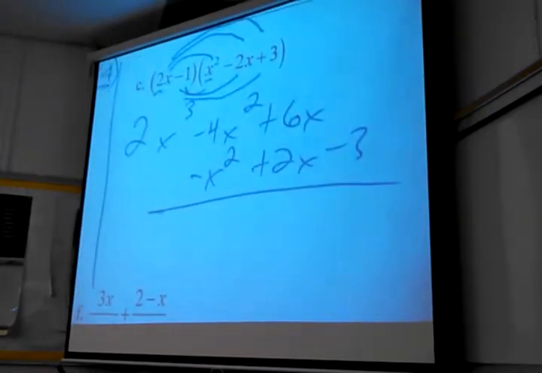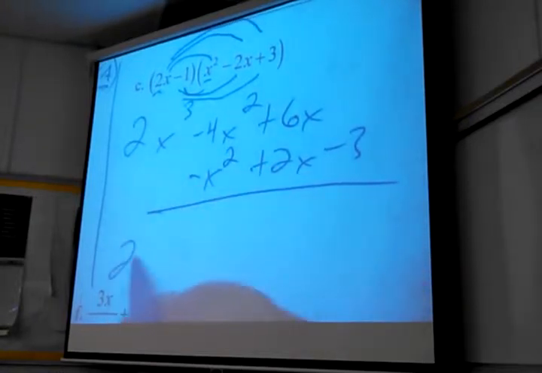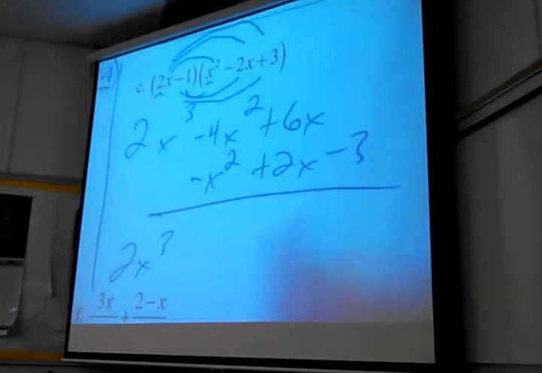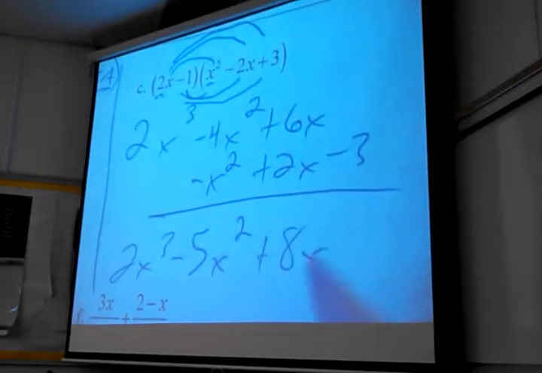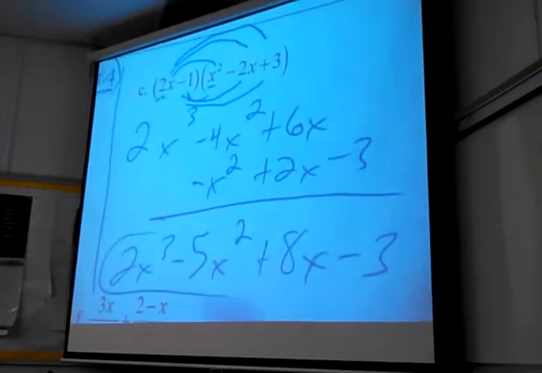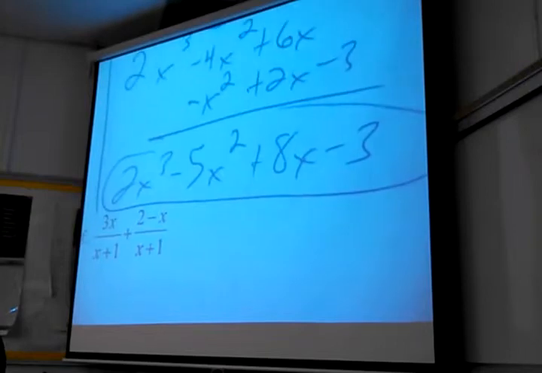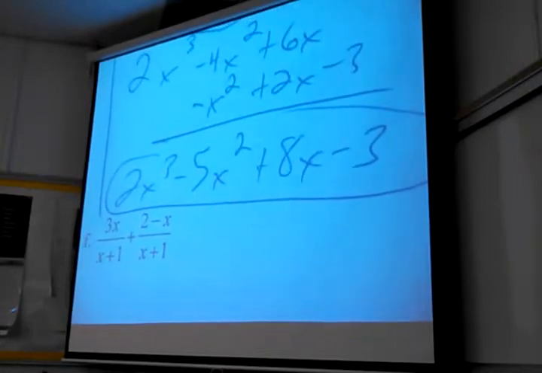You can line up your like terms as you go or not. So you get 2x cubed. Minus 3x, careful, minus 5x squared. Good, because they're the same sign, so you add them. Plus 8x. Minus 3. Sweet. How are we doing?